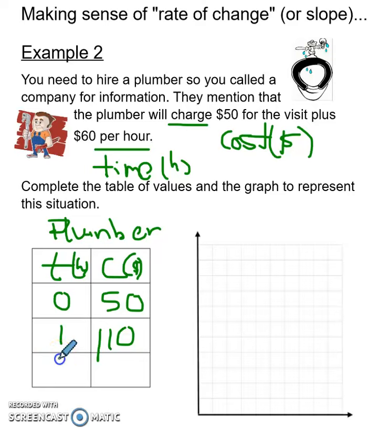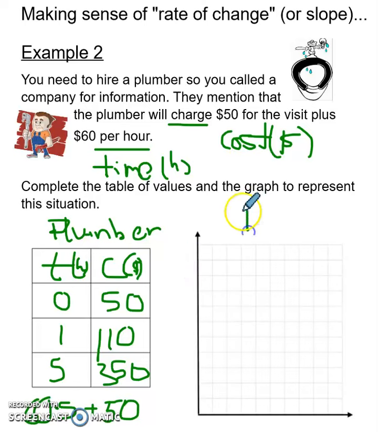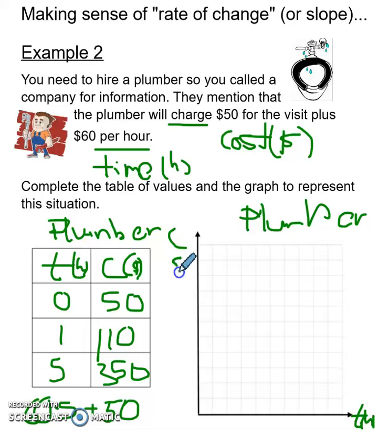If it was, let's say, for 5 hours, imagine $60 per hour, so times 5, plus the $50 for the visit. That's 300 plus 50, so that's 350. When it's time to do your graph, remember to put your title. So plumber, sorry for my writing. On the x-axis you have your time in hours, and on your y-axis you have your cost in dollars.